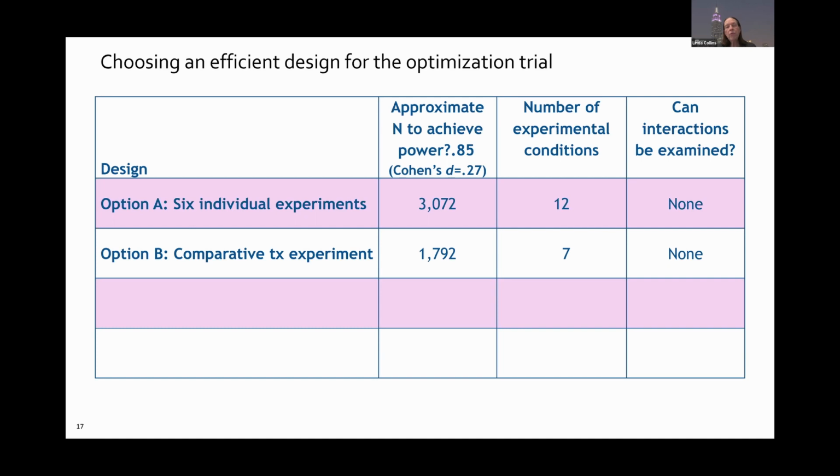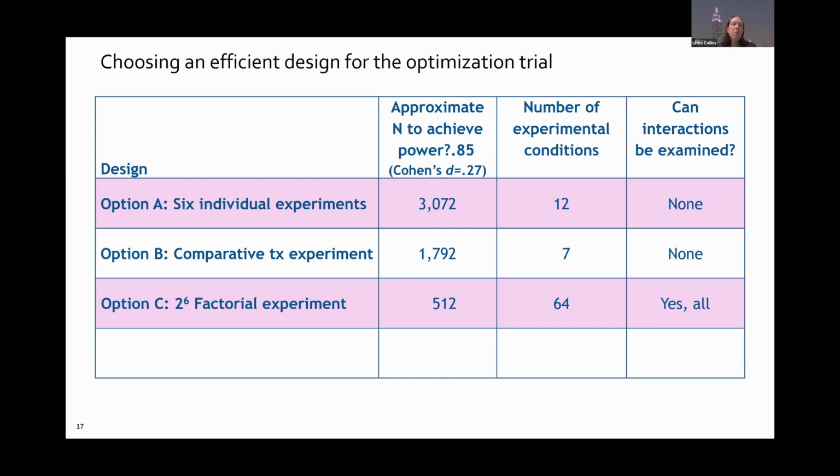Then in another treatment condition, the second component is set to the high level or yes, and all the other components are set to the lower level or no. So you get the idea. This approach is a little bit more efficient. It requires only about 1,800 participants. There would be 7 experimental conditions, still no interactions. Or I should say, interactions are there, they just can't be disentangled.